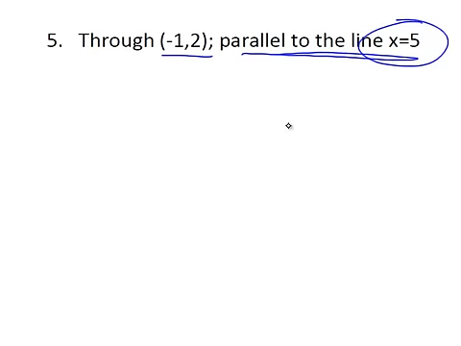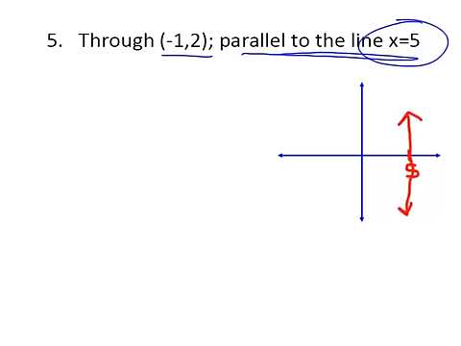But think about this line. x is equal to 5. How does that look? Okay, x equals 5. That just cuts across the x-axis. That's a vertical line. x is equal to 5. It cuts across the x-axis at 5. x equal lines are all vertical lines.